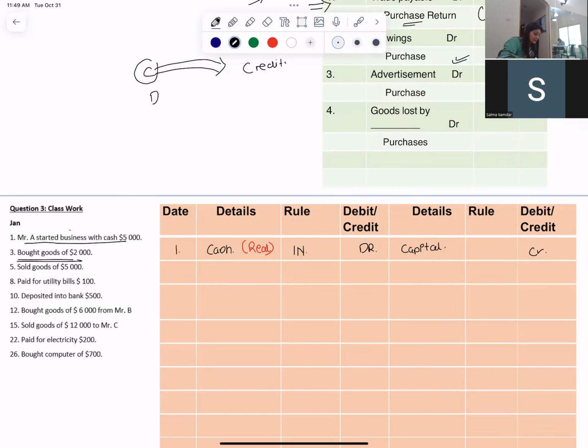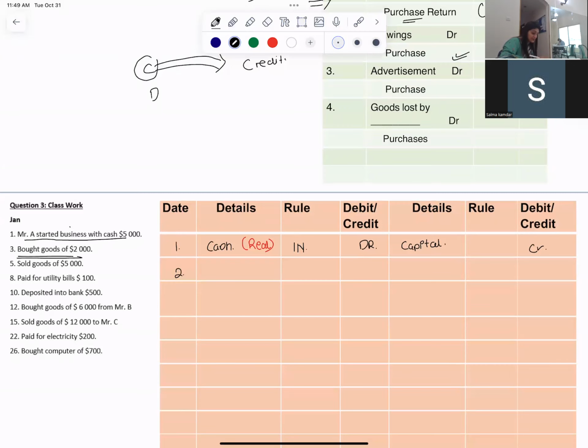First, the two accounts involved. When I'm buying the goods, it will be purchases. And the second account that is involved is cash. Purchases, expense, debit. And when you're buying the goods, cash will go out, so this will be credit. Lovely.